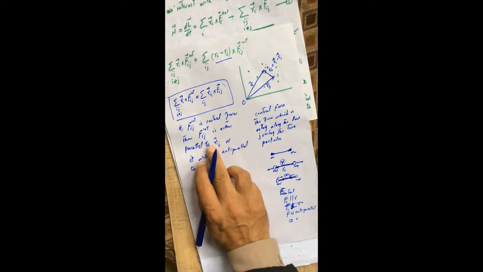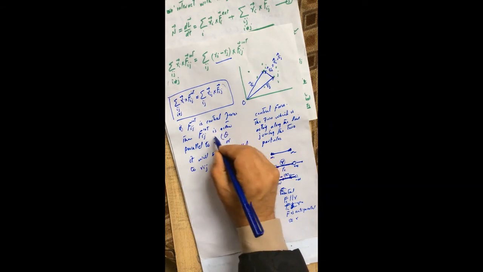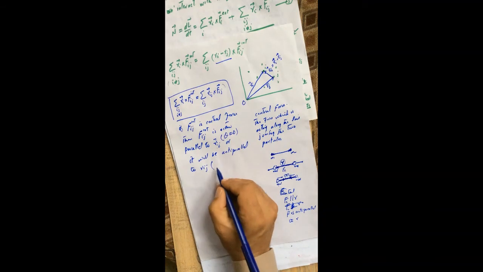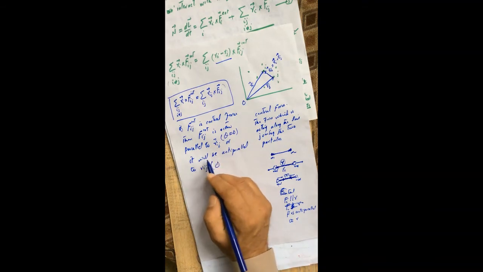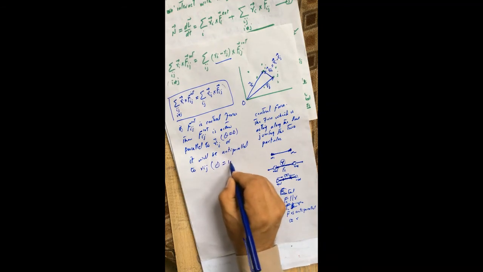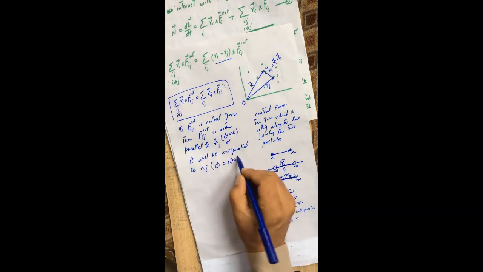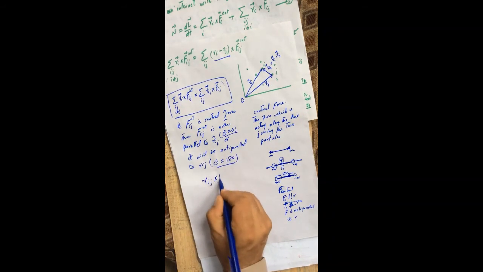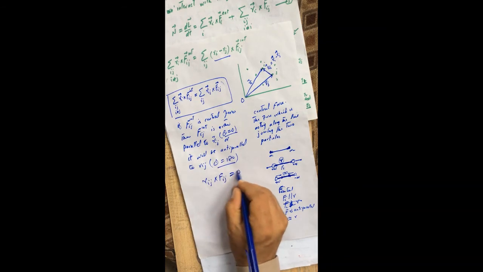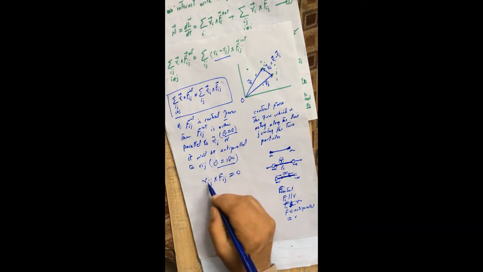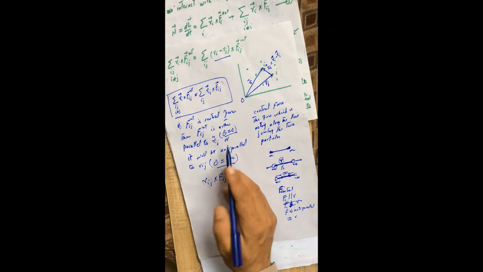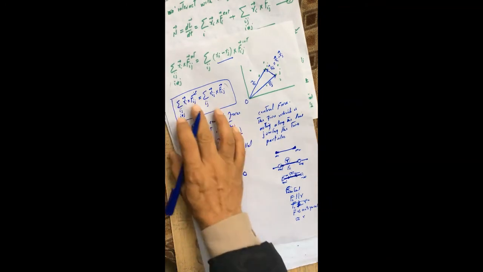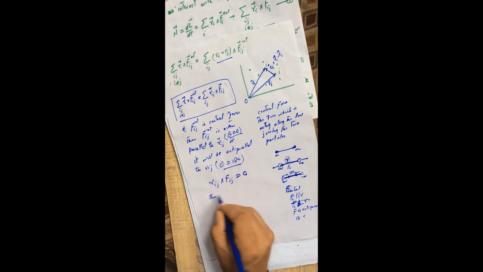If force is parallel to R_ij, then the angle between force and R_ij will be 0. If the force is anti-parallel to R_ij, then the angle between force and this distance will be 180 degrees. In both cases, the cross product R_ij cross F_ij will give us 0, because from the cross product we get sine, and sine of 0 or sine of 180 is always equal to 0.